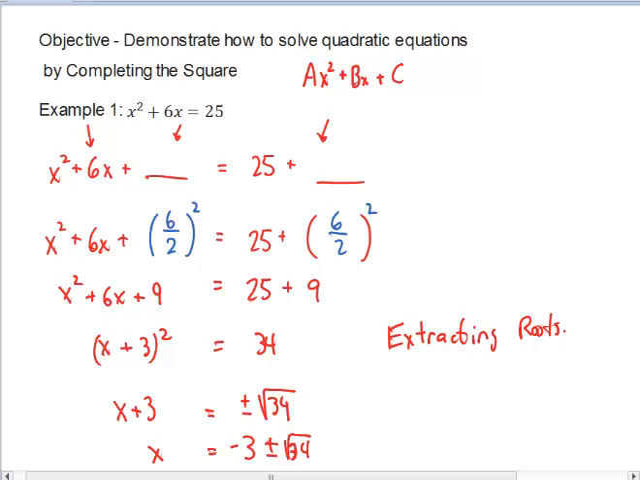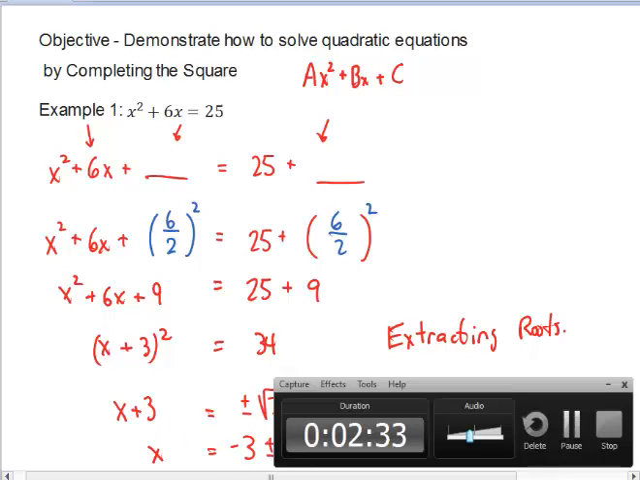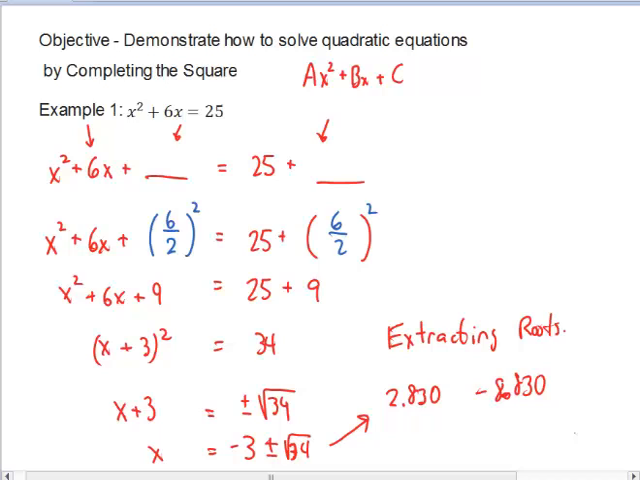Now I'm going to pause the video and calculate what these roots actually are in terms of an approximate decimal number and verify it with Desmos. So I found the roots. I had 2.830 and 8.830, but negative. So now I'm going to take this equation and plot it on Desmos.